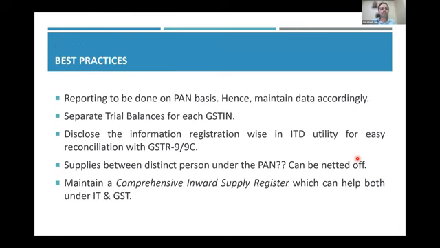Now, these are the important practices which you have to follow. Form 3CA, 3CB, 3CD are reported on PAN basis. So you have to club the data of all your registrations, all your locations and fill it.